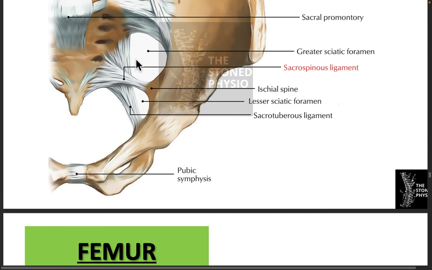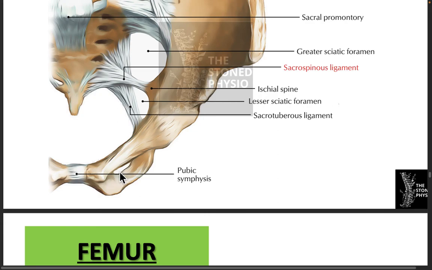Now because of the introduction of these two ligaments also, we can see now these notches have converted into a fossa, एक proper fossa like structure में convert हो गया है because of the introduction of these ligaments. And now we call this the greater sciatic foramen and this is called the lesser sciatic foramen. ठीक है.